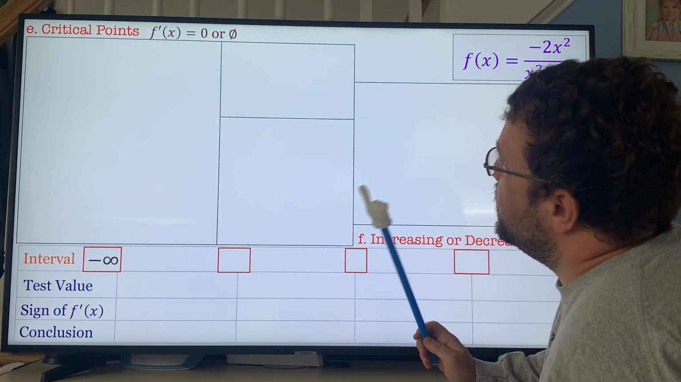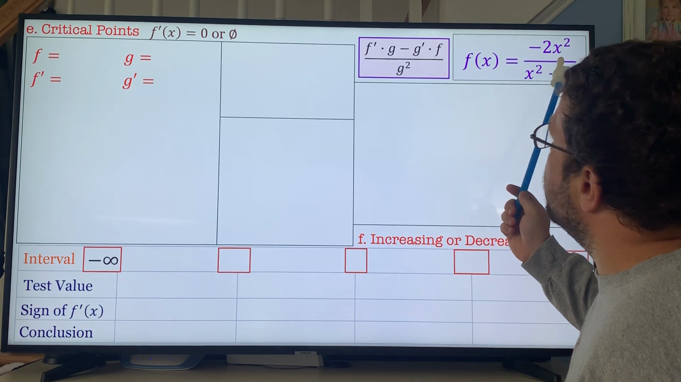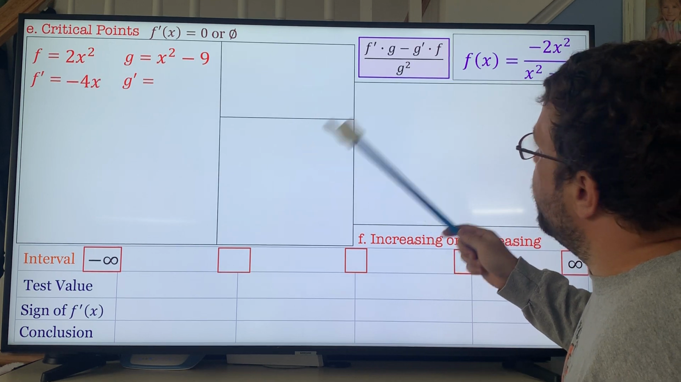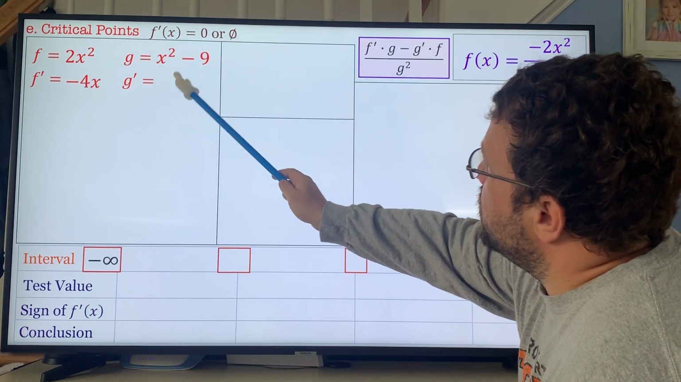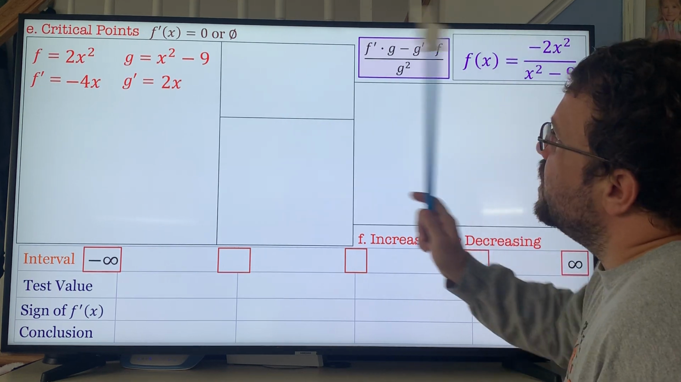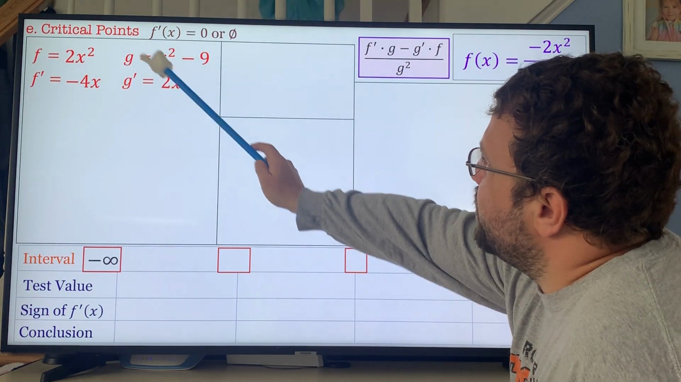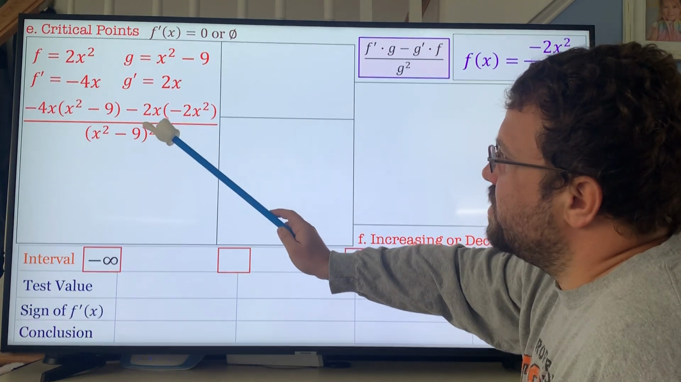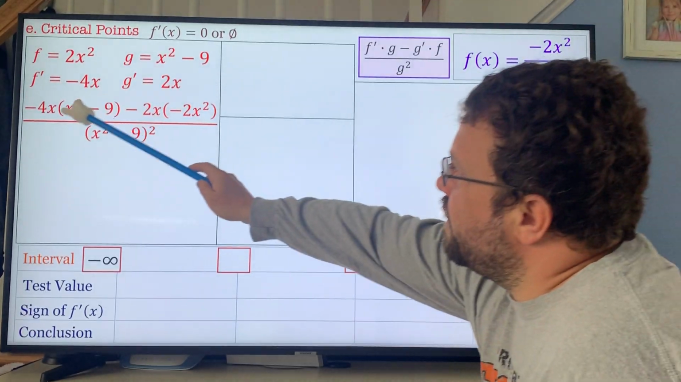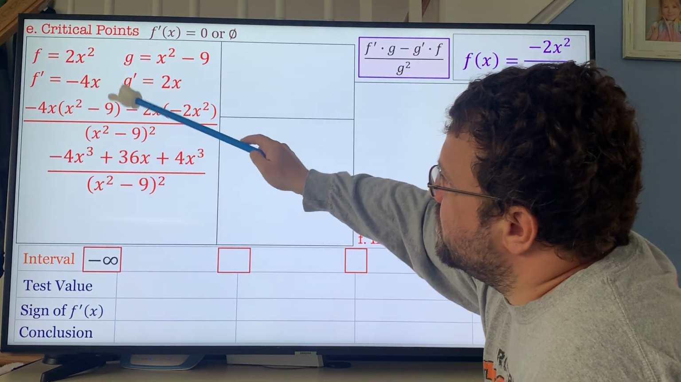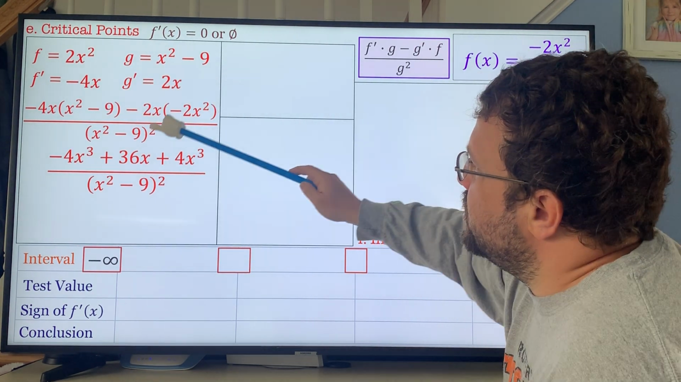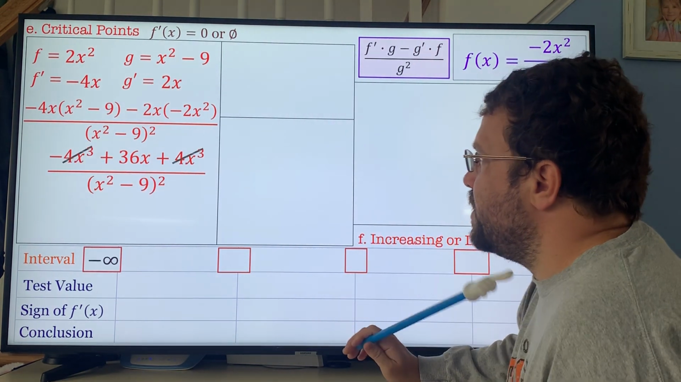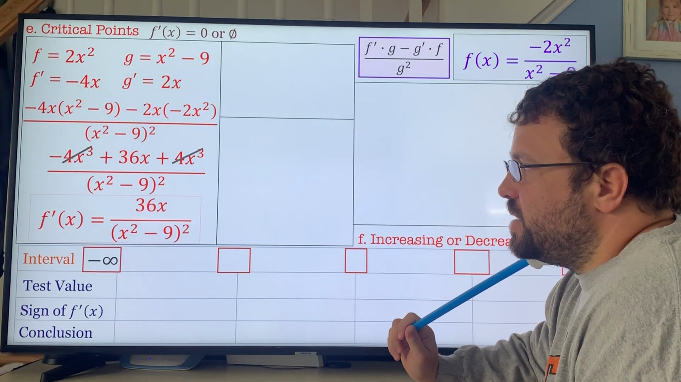All right. Critical points. You derive this equation. So when you derive this equation, very simple. f is negative 2x squared. g is x squared minus 9. f prime is negative 4x. And g prime is 2x. All right. Now, f prime g minus g prime f: negative 4x times x squared minus 9 minus 2x times negative 2x squared, over x squared minus 9 squared. All right. Negative 4x cubed plus 36x plus 4x cubed. That's squared, your g squared. Cancels out. 36x over x squared minus 9 squared.